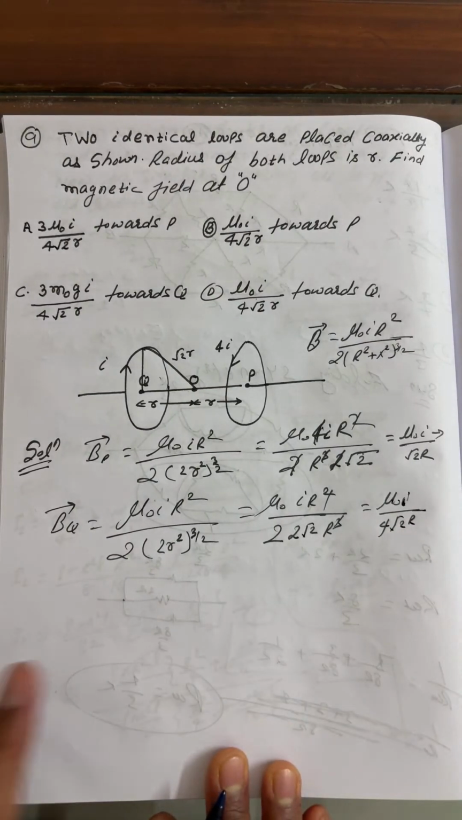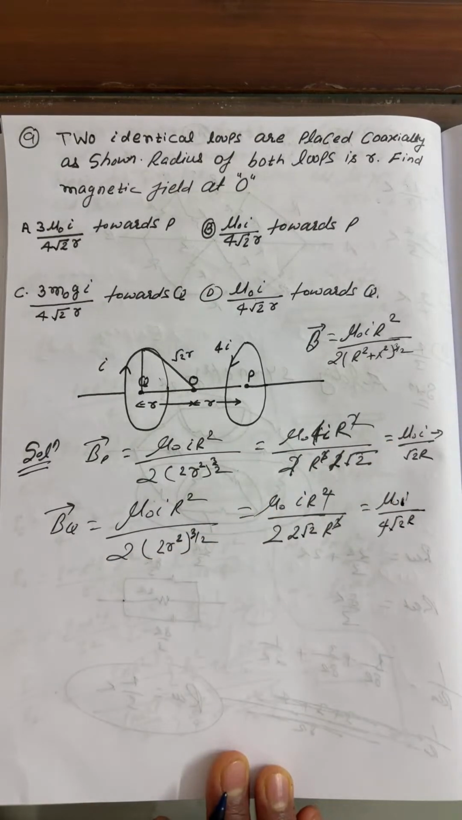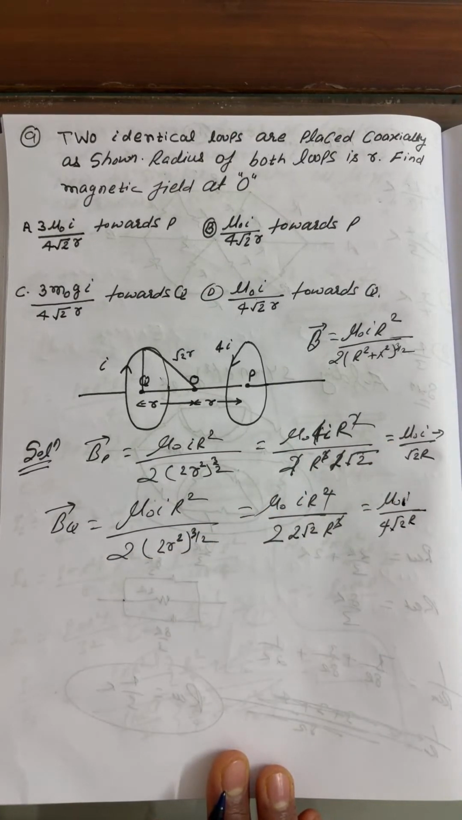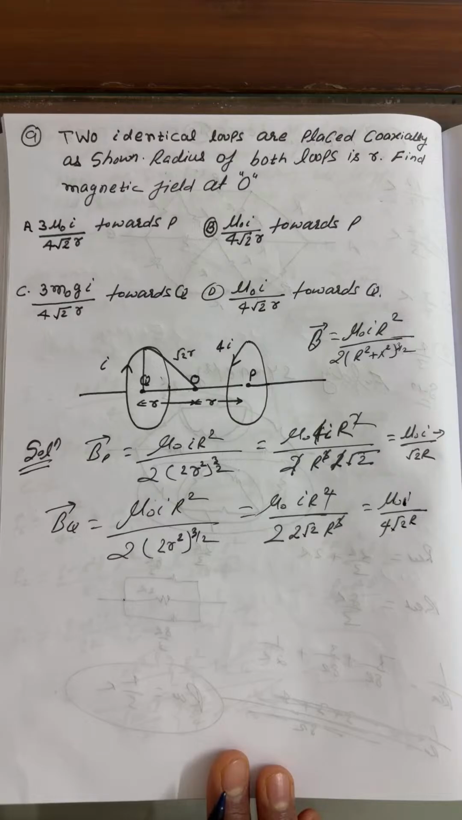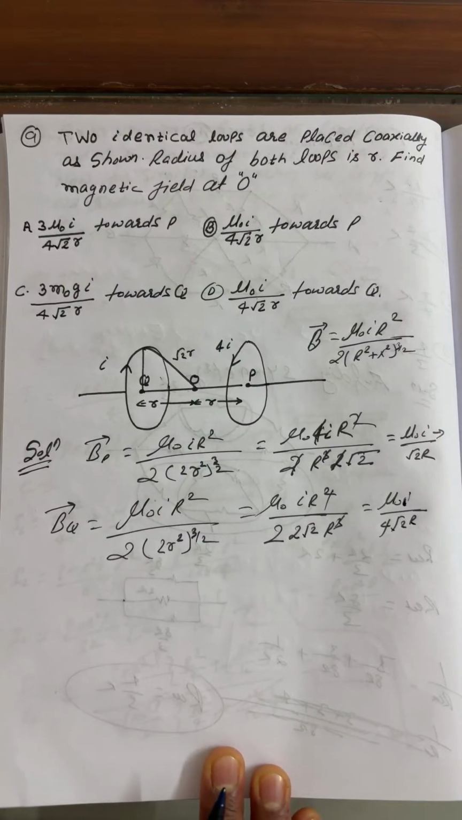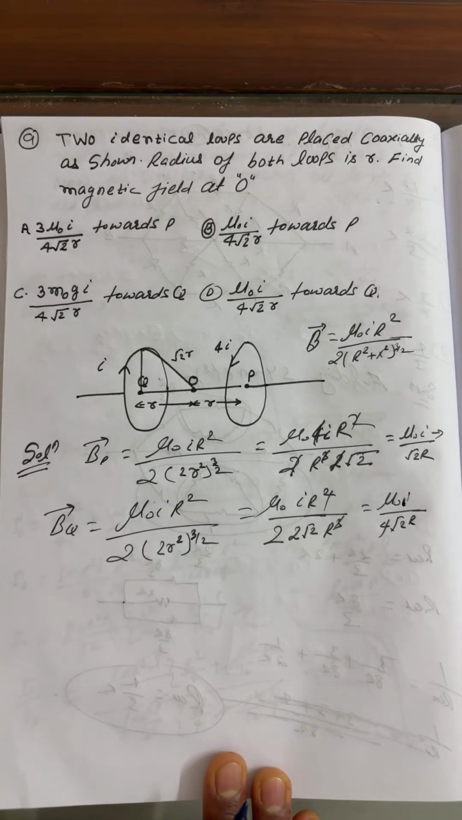Simple. This is more with respect to this, so just subtract these two. The magnetic field is to the right. So you can see the magnetic field at P minus that at Q.